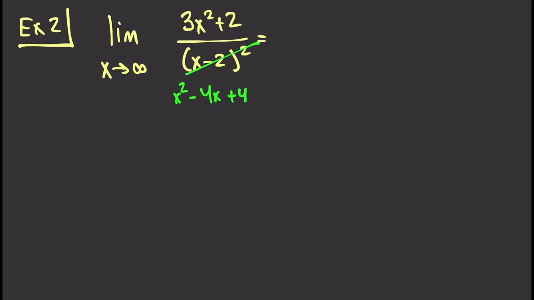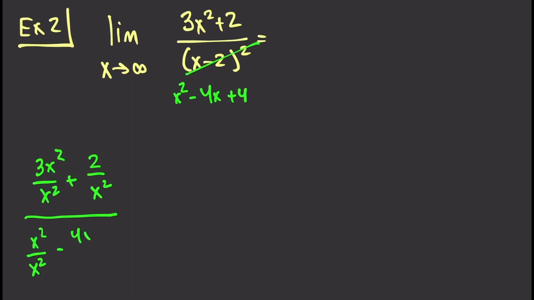So now I'm going to take that expression and I'm going to divide everything by x squared. All right, so let's write that out. I get 3x squared over x squared plus 2 over x squared, all over x squared over x squared minus 4x over x squared plus 4 over x squared. Okay, so I'm going to bring that back up here.